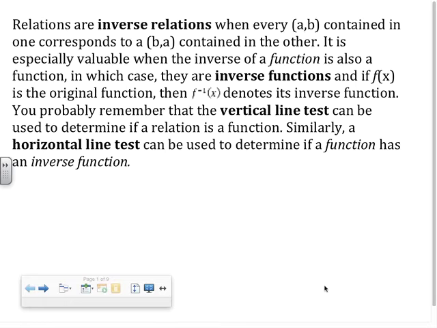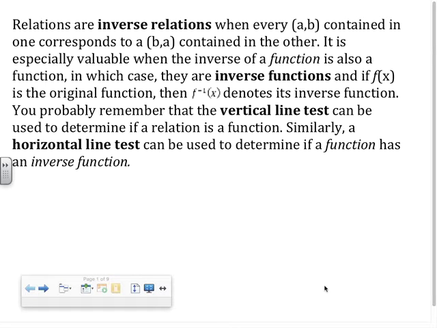In this lesson, we're talking about something else that you can do to a function or to a relation. In the last lesson, we discussed operations with functions: adding them, subtracting them, multiplying them, dividing them, and composing functions together. And in this lesson, we're going to start talking about taking the inverse of a function. First, we want to talk generally about inverse relations.